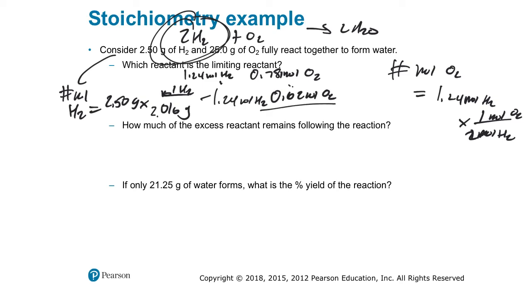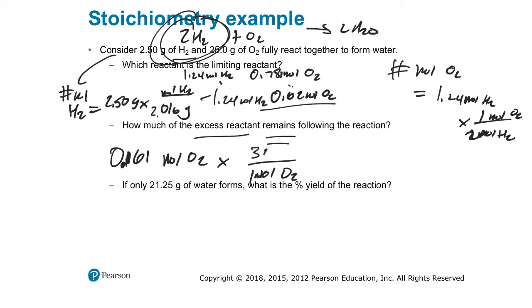leaving behind the excess of oxygen that remains. Okay, so H2 is fully consumed, that's our limiting reactant. How much of the excess reactant remains following the reaction? Well, in terms of moles, 0.781 is initially present, 0.62 is consumed, so 0.161 moles of O2 remains. 1 mole of O2 has a mass of 16 plus 16, 32.00 grams. That's 5.15 grams. Okay, so now if we think about it, we've reacted all but 5.15 grams of oxygen and 2.50 grams of H2.